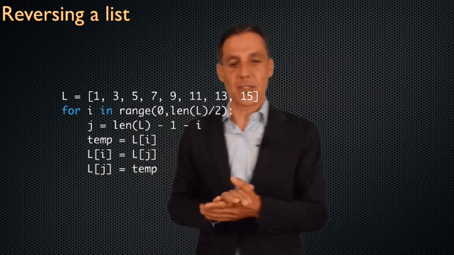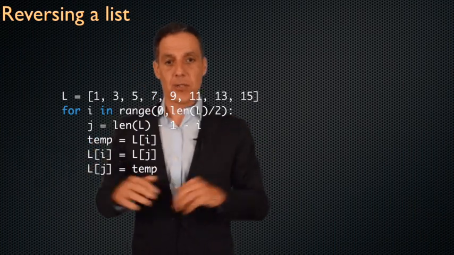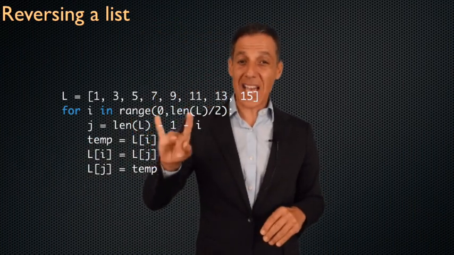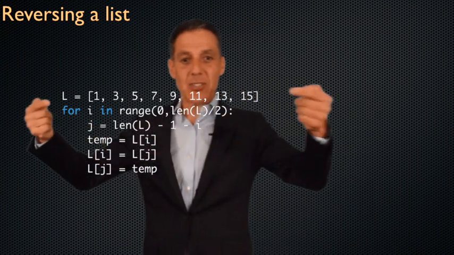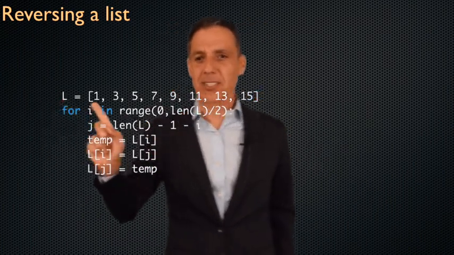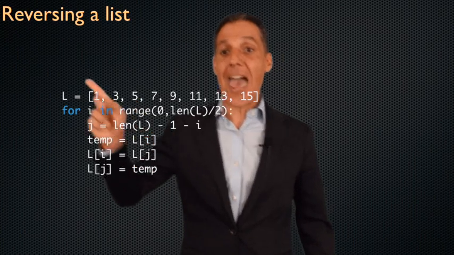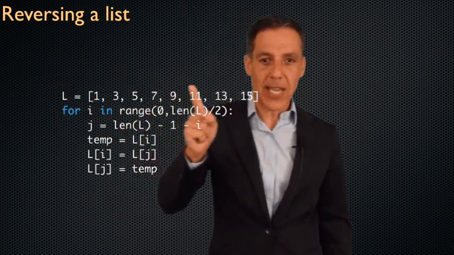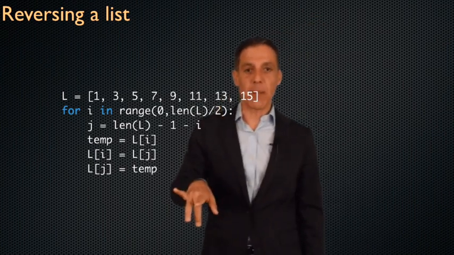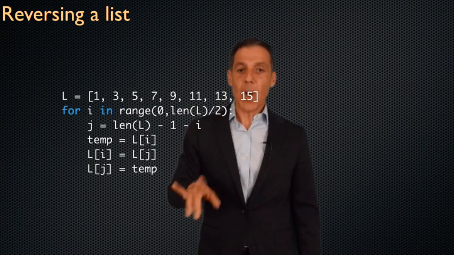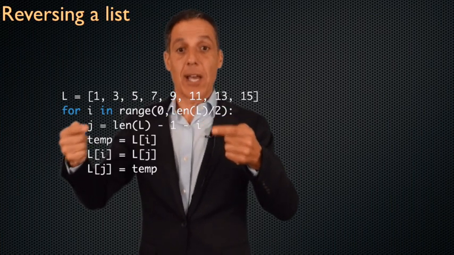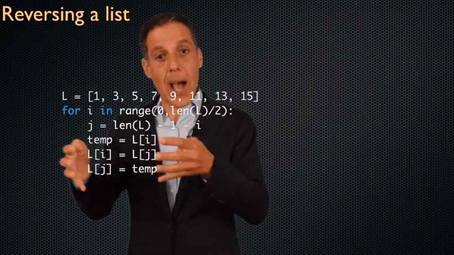I actually like this. Now, here's a question for you to ask yourself. Could I have done this with the construct that taps into the value? So what would have happened if I said for I in L? Yeah. So that means I would take on the value 1, 3, 5, 7, 9, 11, 13, 15. Could I have done the swapping? No. Why? Because I really need to know the index. Why do I need to know the index? Because I have to swap them.